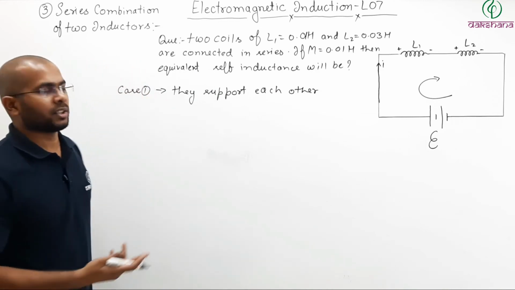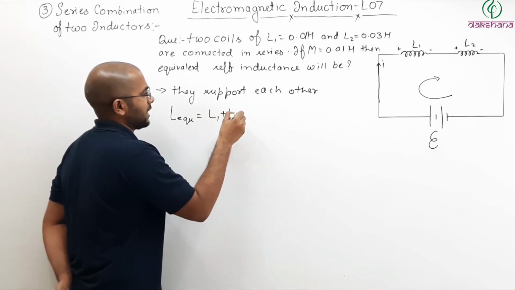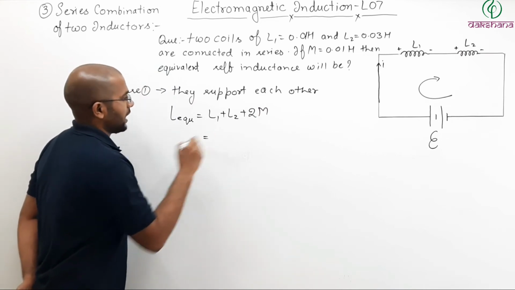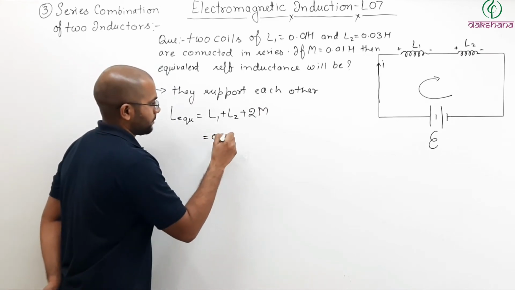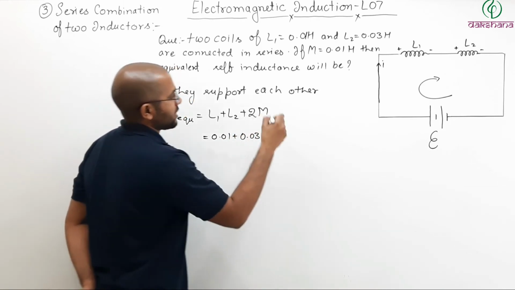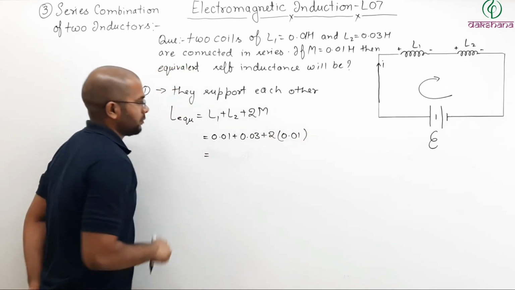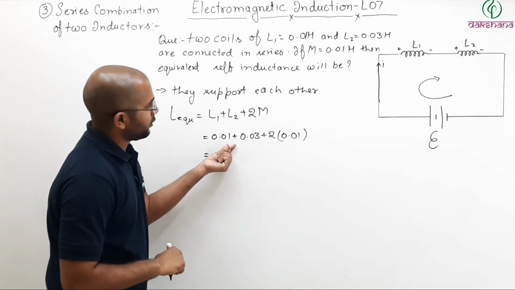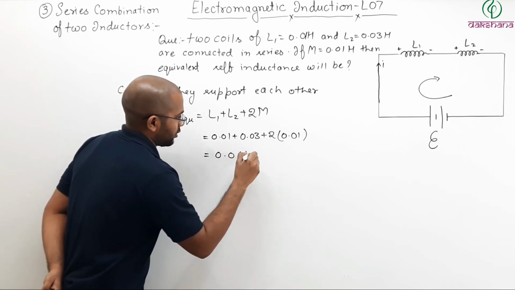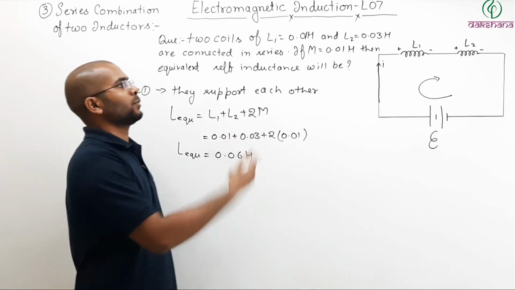So if they support each other, what can you write? You can write L equivalent equals L1 plus L2 plus twice of mutual inductance. So L equivalent will be L1 0.01 plus L2 0.03 plus 2 times M. What is M? 0.01. So total will be how much? 0.04 plus 0.02, 0.06. So total inductance will be 0.06 Henry if they support each other.